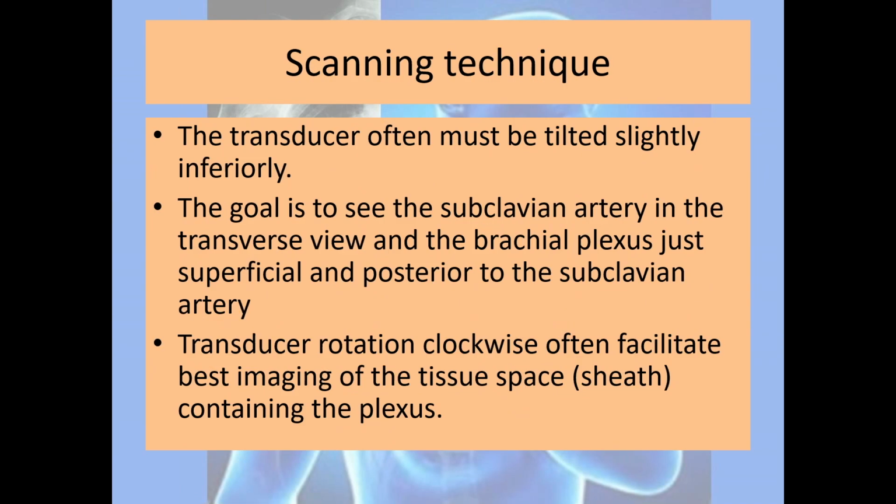With this block, you will put the ultrasound probe in the supraclavicular fossa, and the tip is you need to tilt the probe slightly inferiorly to visualize the subclavian artery in the transverse view and the brachial plexus just posterior to the subclavian artery. Sometimes you need to rotate the probe in order to get a better view of the brachial plexus.